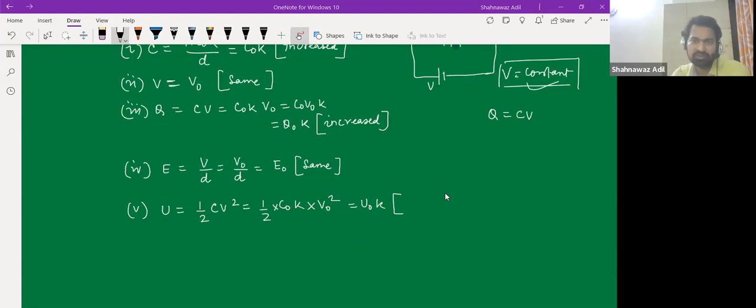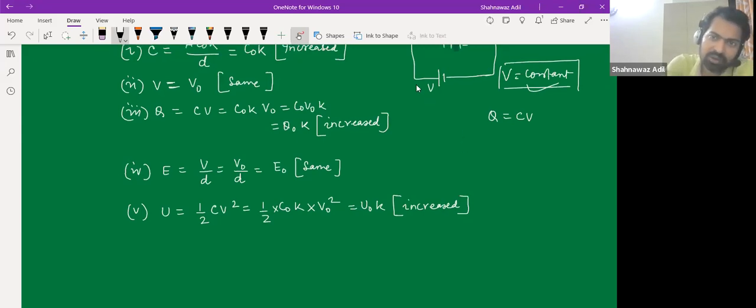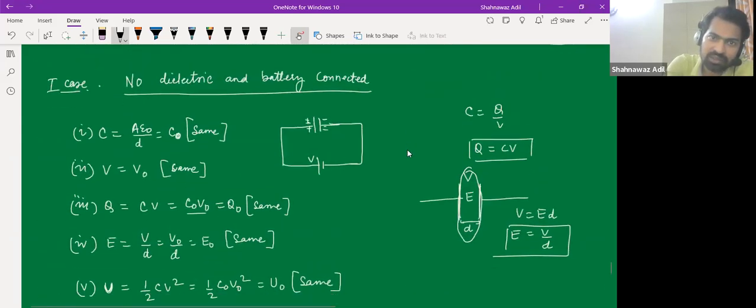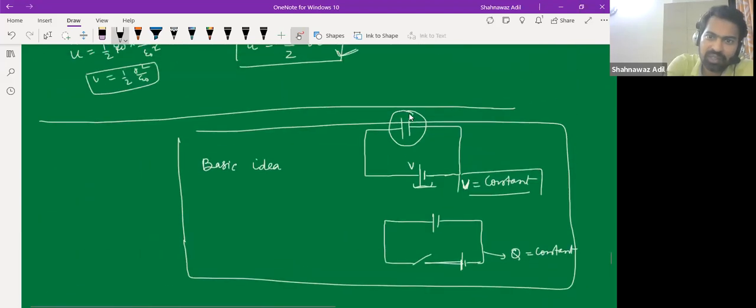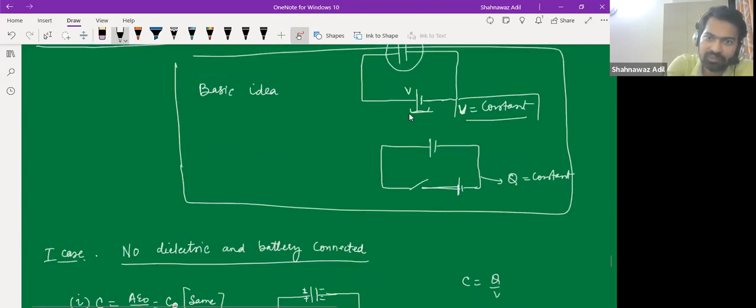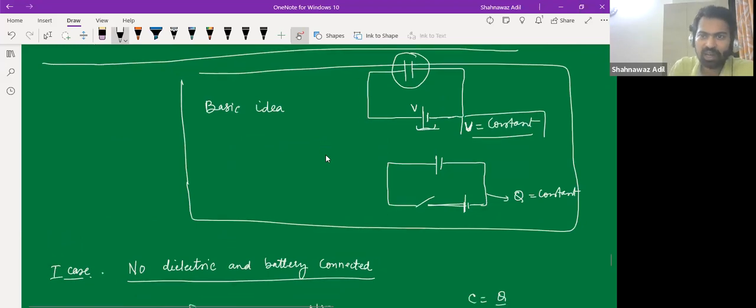Yes, Aisha. Right. So these are the cases for the battery connected and dielectric inserted. So please note down the two cases. Okay. And if you have any doubt, please start from here. Right. Please start from here and then please note down the other thing.